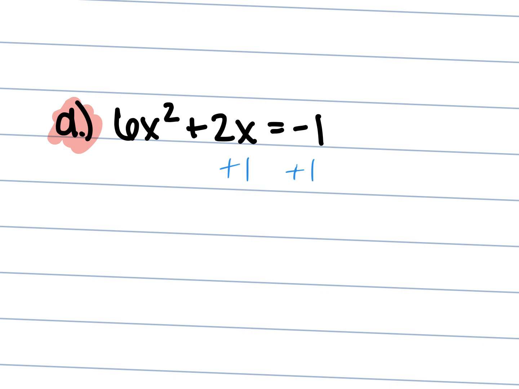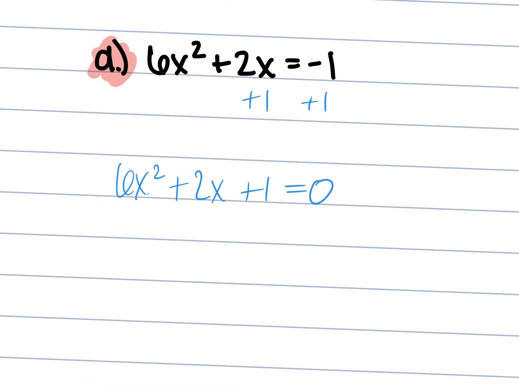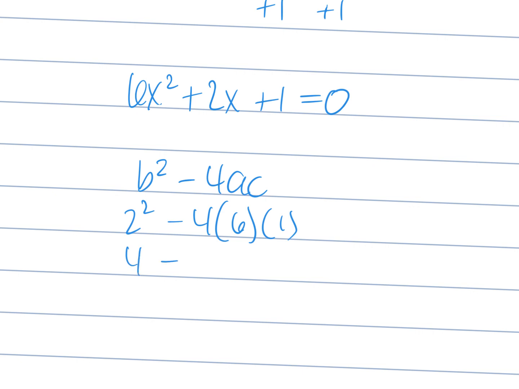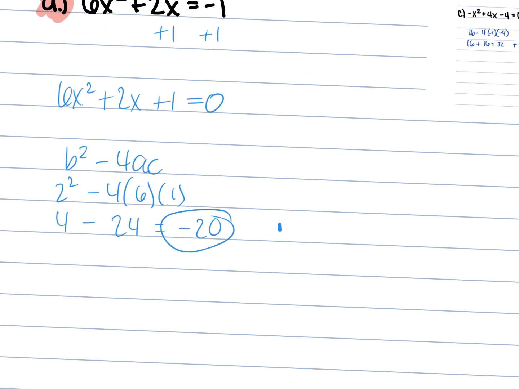Then your problem is going to be 6x squared plus 2x plus 1 equals 0. And then b squared is 4, and it's going to be minus 24 because 4 times 6 is 24 times 1 is 24. So this would be 4 minus 24, which would give me negative 20. When you get a negative for the discriminant, you are absolutely right. There is no real solution.